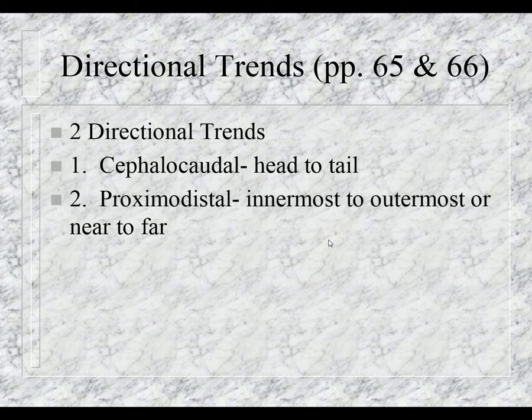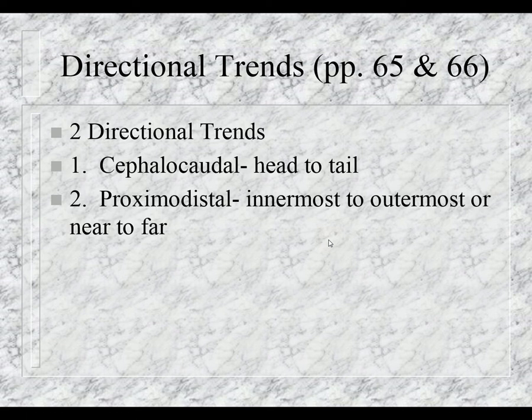Directional trends are on page 65 and 66 in your book. There's 2 main ones. Number 1, cephalocaudal, which simply means head to toe or head to tail. The proximal distal means innermost to outermost or near to far. So examples of cephalocaudal would be the fetal head develops before the trunk, the arms before the legs. Examples of proximal distal would be shoulder control precedes mastery of your hands. So it will be again going from near to far.